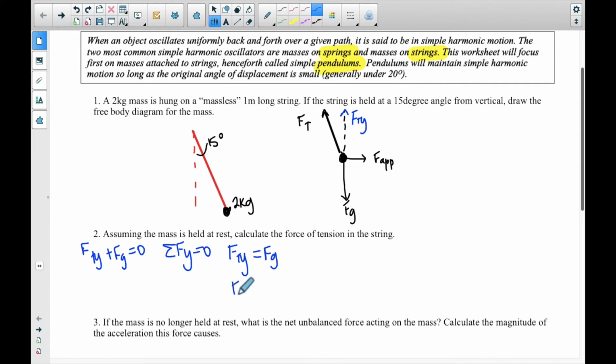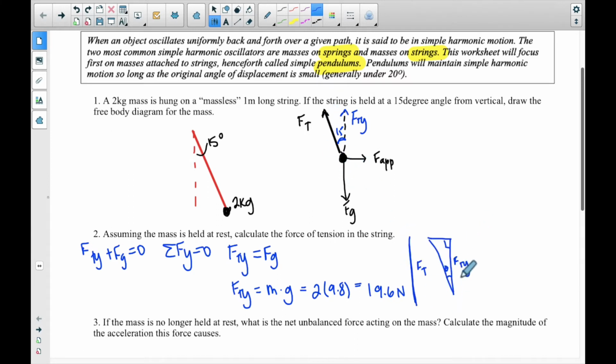Well, the force of tension in the y direction, I don't know what that is, but I know what the force of gravity is. It's mass times gravity. And so that is 2 times 9.8 meters per second squared. If I multiply that out, I get 19.6 newtons. So the force of tension in the y direction is 19.6 newtons, but it's not asking for that. It's asking for the force of tension. I know that this is a 15-degree angle, and if that's a 15-degree angle, then I can do some math and figure out what that force of tension is.